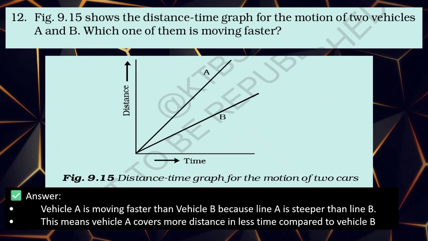Figure 9.15 shows the 12th question. Figure 9.15 shows the distance time graph for the motion of two vehicles A and B. Which one of them is moving faster, A or B? The answer is vehicle A is moving faster than B because the line is steeper than line B. That means vehicle A covers more distance in less time compared to vehicle B.